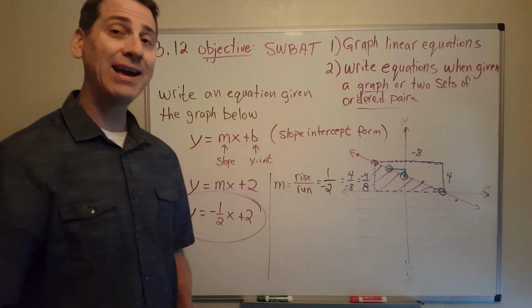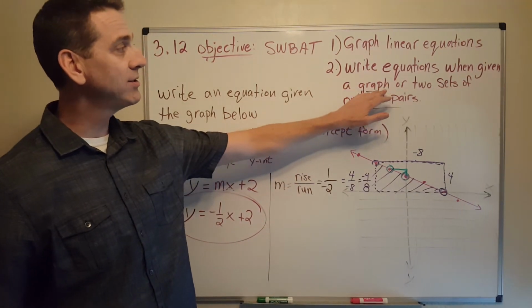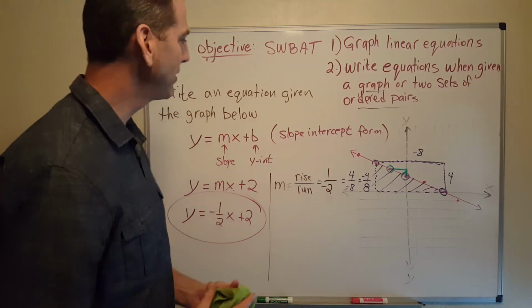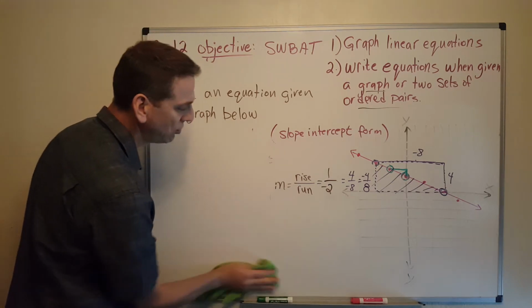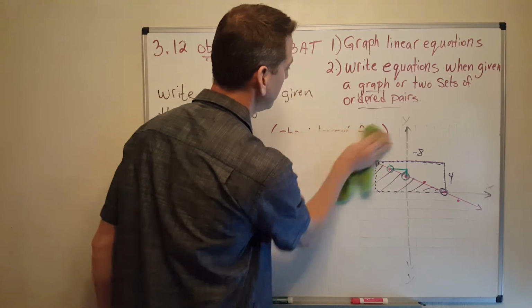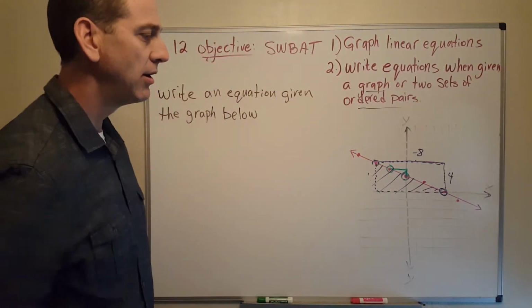So that's actually not too bad, finding the equation when you're given a graph. Okay? Let me show you something that's a little bit tougher. And this is when we're given just 2 sets of ordered pairs. What happens when we have 2 sets of ordered pairs?